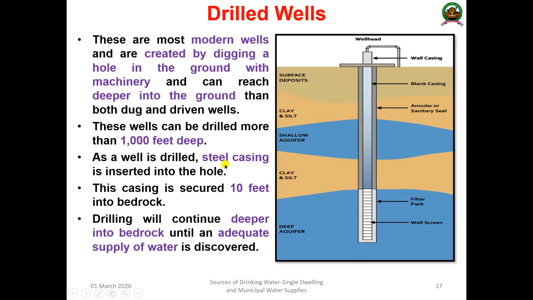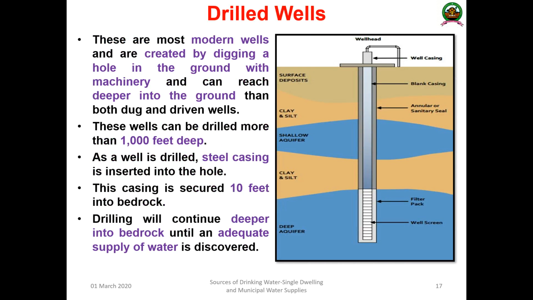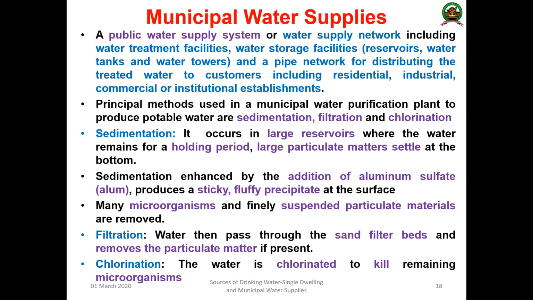As a well is drilled, steel casing is inserted into the hole. This casing is secured 10 feet into the bedrock. Here you can see the drilling will continue deeper and deeper into the bedrock until an adequate supply of water is achieved. So these are the different types of wells: dug wells, driven wells and drilled wells. These, the springs and the wells, are the important sources of single dwelling water supply.